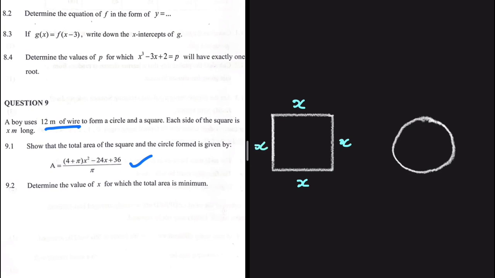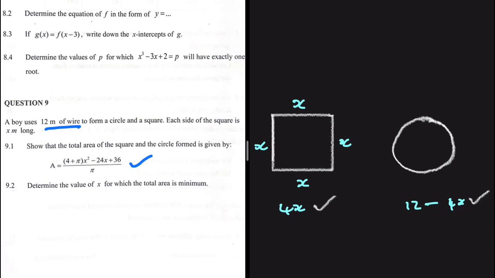So the amount of wire used to make the square is 4x, as each side is x meters long. The amount of wire used to make the circle will be 12, the total amount of wire, minus the amount of wire that was used to make the square, which is 4x. The wire used for the square and the wire used for the circle. As soon as you miss this, there's no way you can answer this problem.